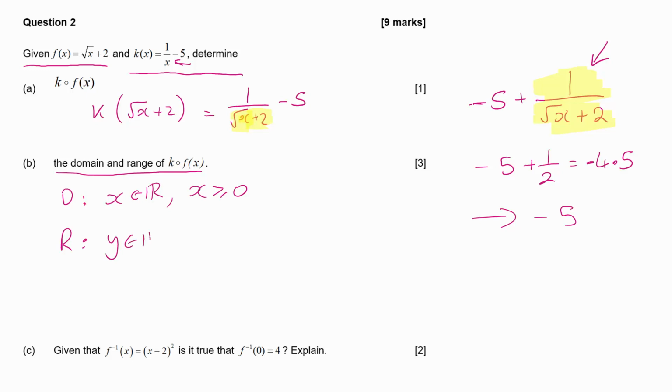So we can say that y is a real. y is greater than negative 5, and that's strictly greater because it never actually will be negative 5, it just tends to it. But it's less than or equal to negative 4.5.